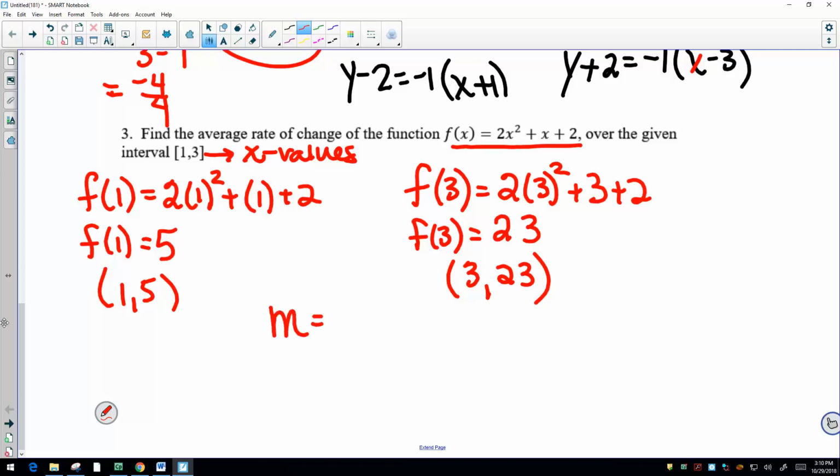So if they want the average rate of change over that interval, now is where we're going to find the slope. And again, change in y over change in x. So if we simplify this down, this will get us 18 on our numerator over 2 in our denominator. Simplest form gets us a slope of 9.